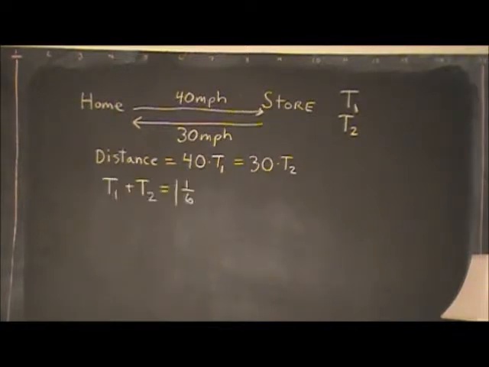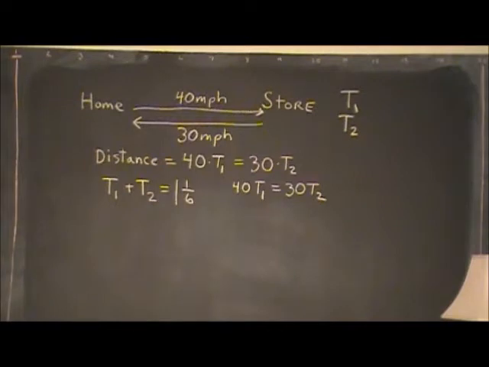We are told that the total amount of time he spent driving was 1 hour and 10 minutes. Therefore, the total time he spent driving was 1 1/6 hours. And that would be equal to t1, the time it took to get to the store, plus t2, the time it took to get home from the store.